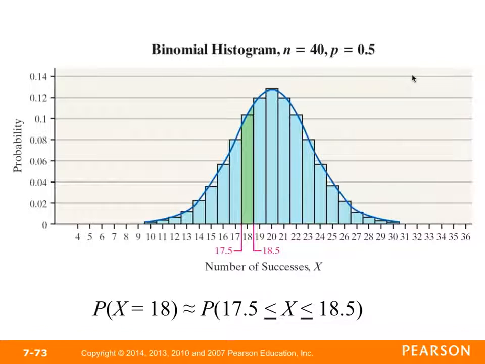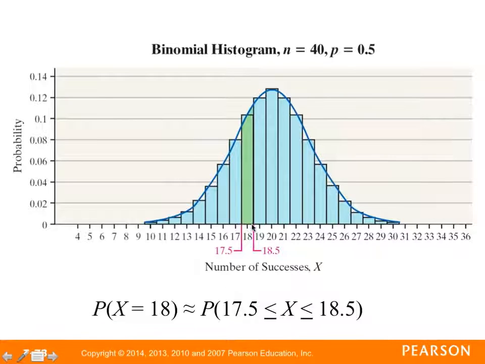Okay, so if we look at this example right here, we have a binomial histogram. N is equal to 40, p is equal to 0.5. So we have 20 right in the middle because that would be half of 40, or 0.5 times 40. And let's say we wanted to approximate the probability that x is equal to 18.